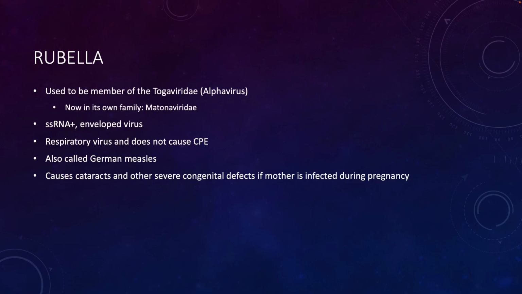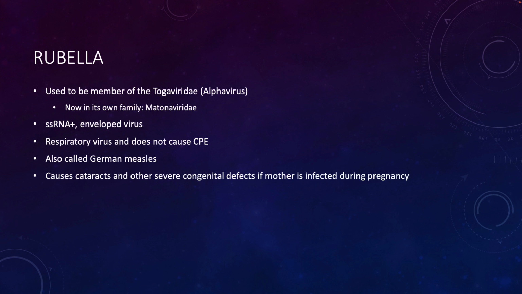Rubella is a member of the alpha virus group. When we talked about the arboviruses, which most alpha viruses belong to, I mentioned rubella briefly, which is not one of the arboviruses because it is not transmitted by an arthropod. Instead, this is a respiratory virus. It does not cause really any noticeable CPE. Like the other alpha viruses, it is a single-stranded, positive sense strand RNA virus.